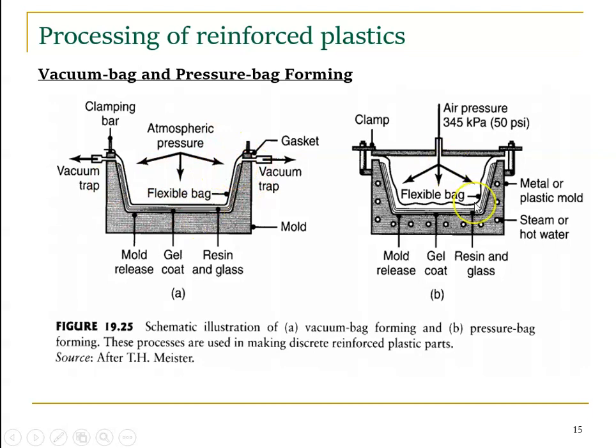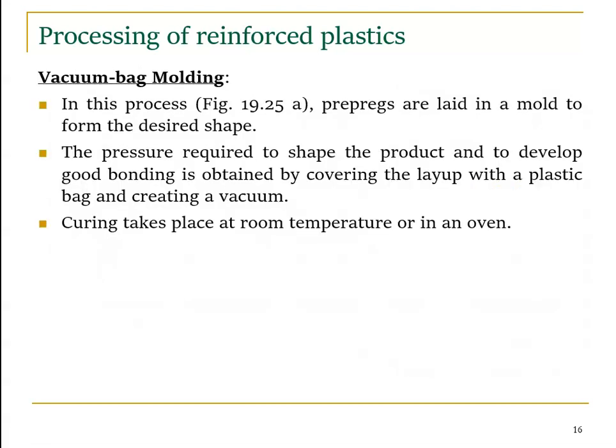Pressure forming is similar to vacuum forming, but the only difference is that here we do not use vacuum. Here we apply air pressure on top of the sheet, and due to the air pressure the sheet sticks onto the mold. After solidification you get the shape. So we have two more types: one is vacuum bag and another one is pressure bag.